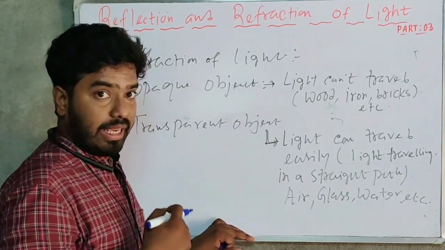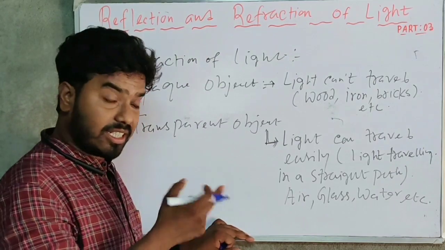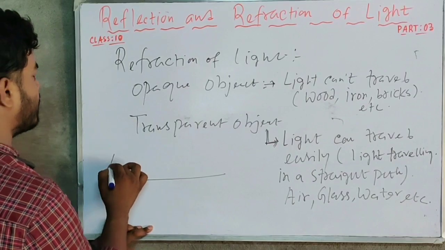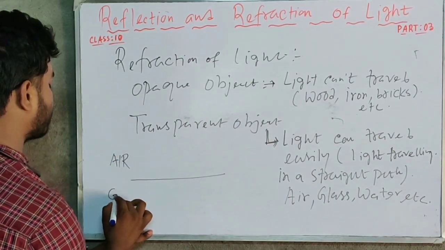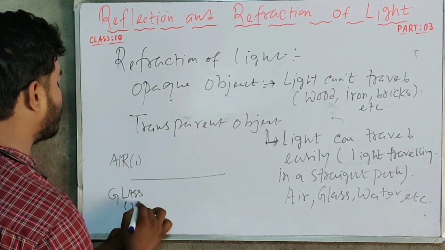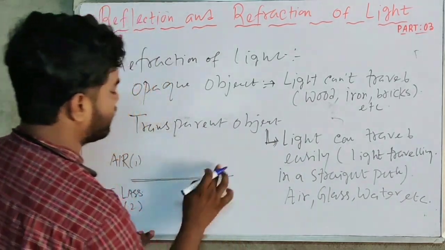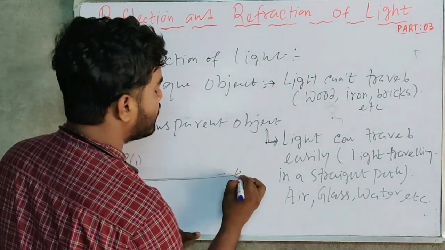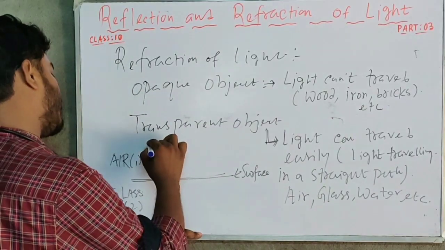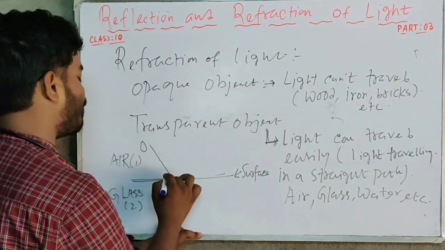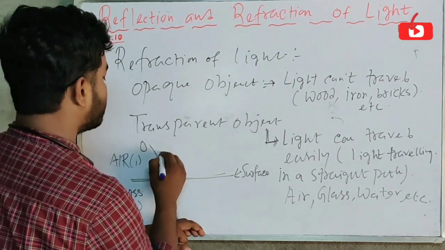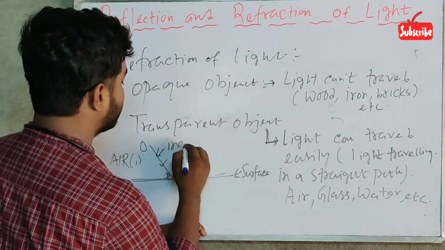Now in a transparent object light travels easily, but if we consider two media, suppose this is medium air and this is glass, this is medium 1, this is medium 2, and this is the surface between the two media, that is the interface, or you may call it the surface. Suppose a ray of light, that is OP, is incident here at the surface at point P. So this is called the incident ray.